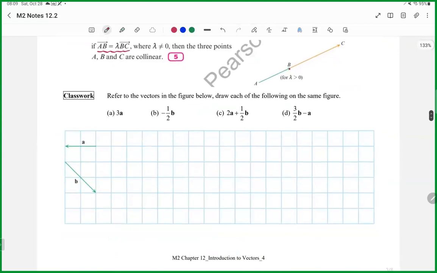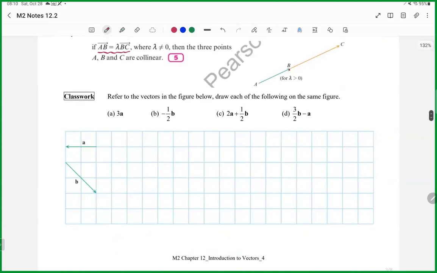Let's finish the classwork. Refer to the vectors in the figure below. Draw each of the following on the same figure. If I have a like this, how do I draw 3a? Remember, you don't have to start here. You can start anywhere. Now, I will start here. 3a.